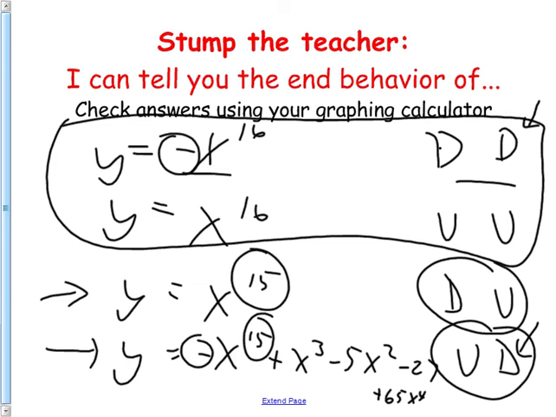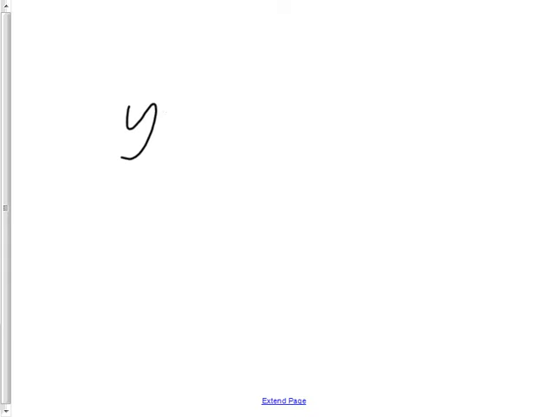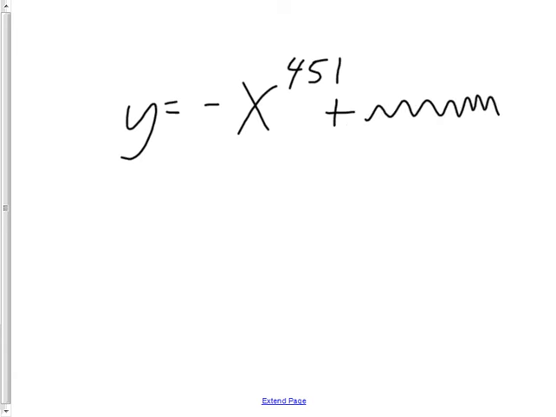All right, let's see if you learned those rules well enough. So what if it said this? Negative x to the 451st power plus, I don't even care about the whole rest of the problem. Get what I'm saying? So when somebody gave me that really big, nasty problem, it really didn't even matter. I was just playing along because the first term's all that matters. The one that has the biggest degree. All right, somebody has a guess that it's up, down. Do you agree?